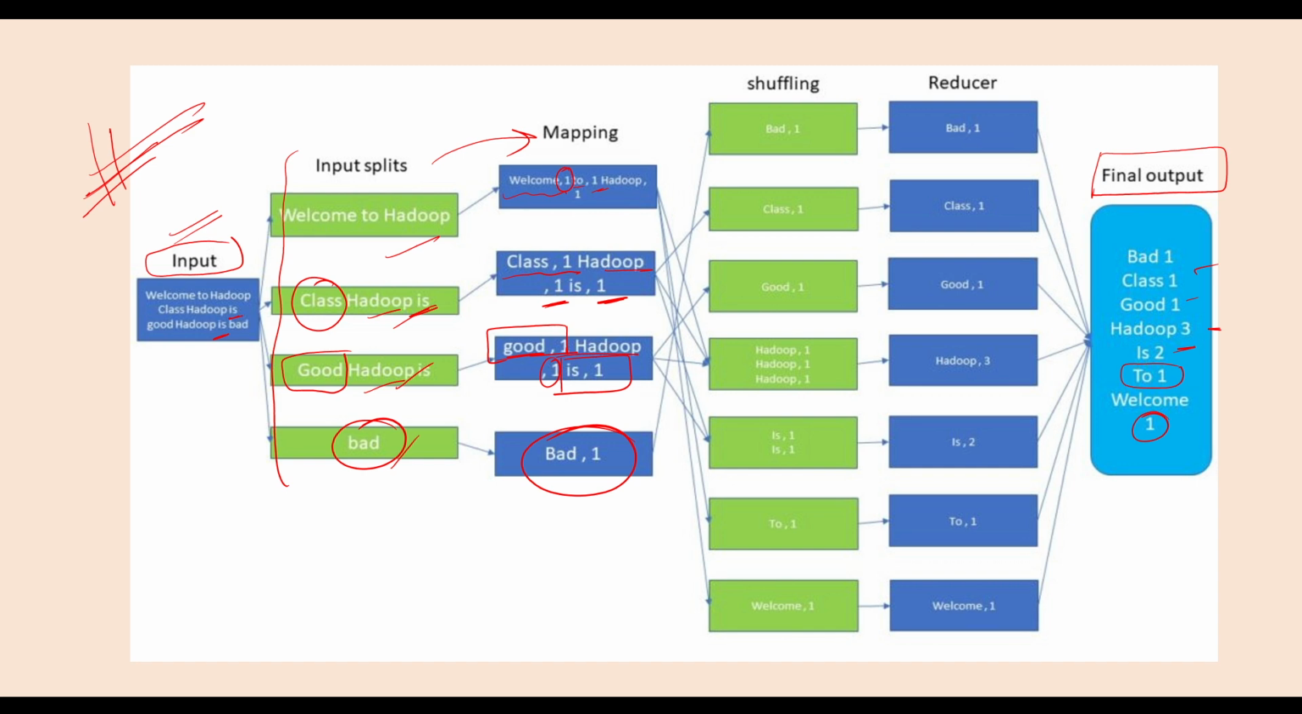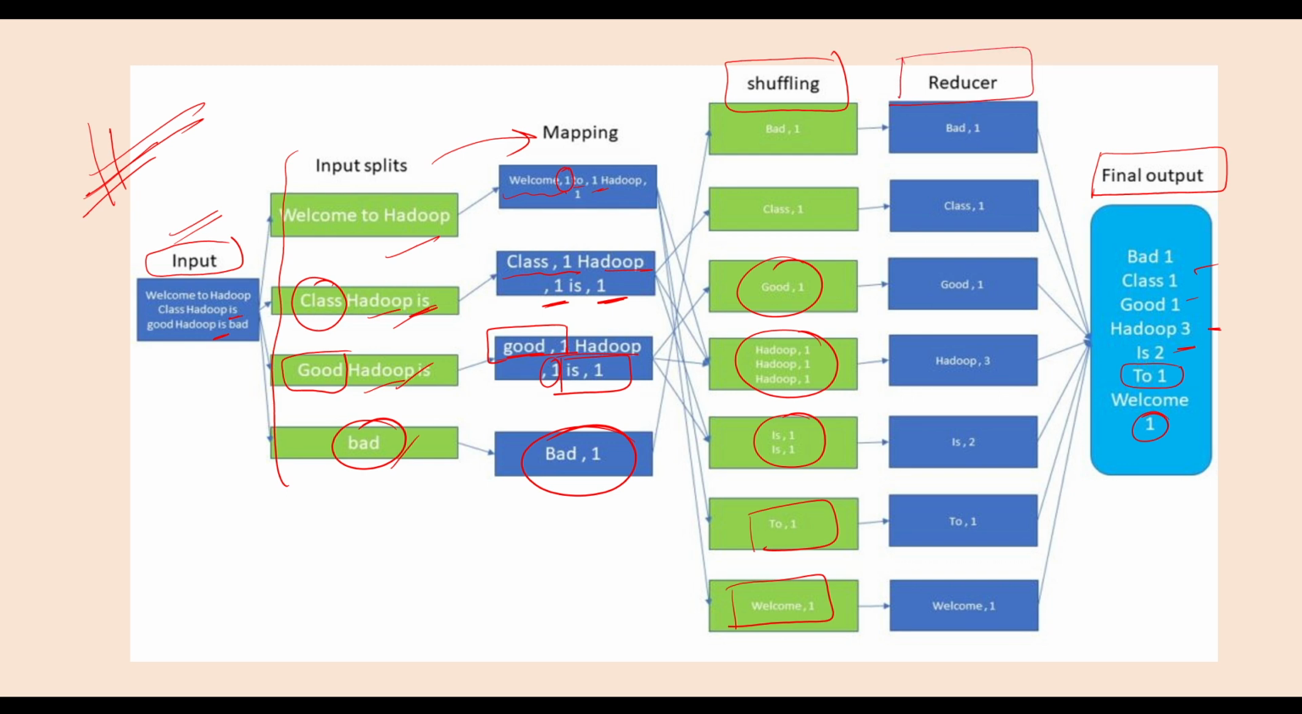Now internally, shuffling is going to happen. What is the objective of shuffling? Data with the same key will come to one worker node. As you can see, welcome 1 comes at one worker node, then to 1, then is 1. Basically all sorting, filtering, partitioning and shuffling happen in this phase. Don't you think that if this is happening, our work will be faster? Internally the system doesn't need to work more. So this is how shuffling happens.